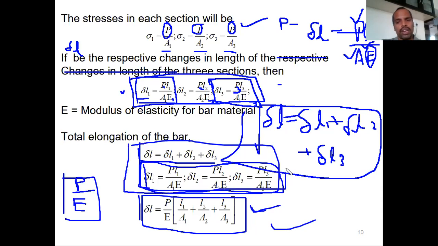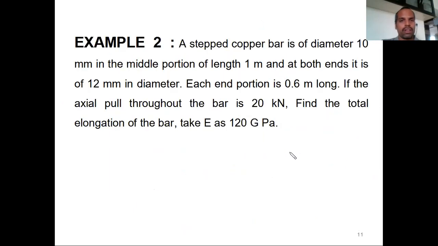In this example we are taking only 3 types of sections. There may be 4 or 10 or 100 types of sections in combination. Then you have to calculate delta L1, delta L2, delta L3 and so on. It depends on the number of sections. Like that you have to calculate the change in length as well as the stresses.